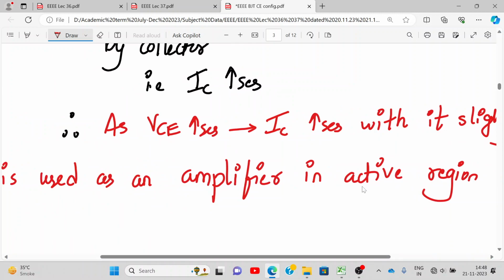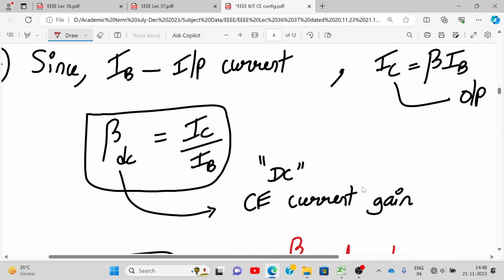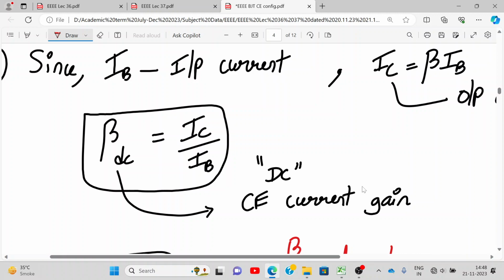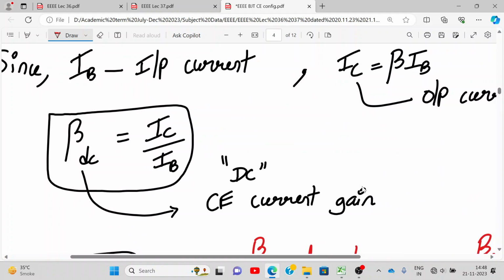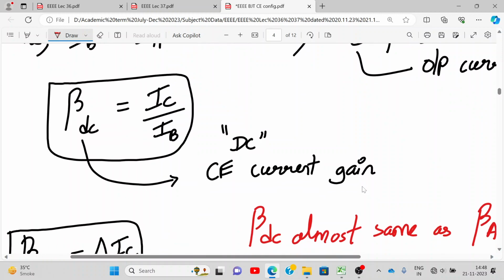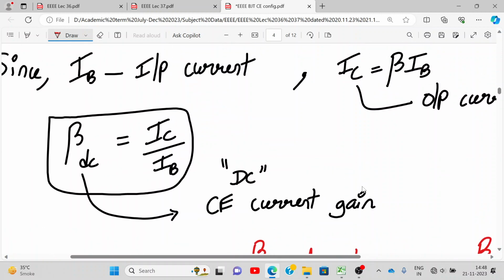Active region, understood? Now you have written already this, right? IB is the input current, IC is the output current. They are related by IC upon IB. Beta is IC upon IB. If you have not written, please write this down near the output characteristics. DC current gain, beta, very important.